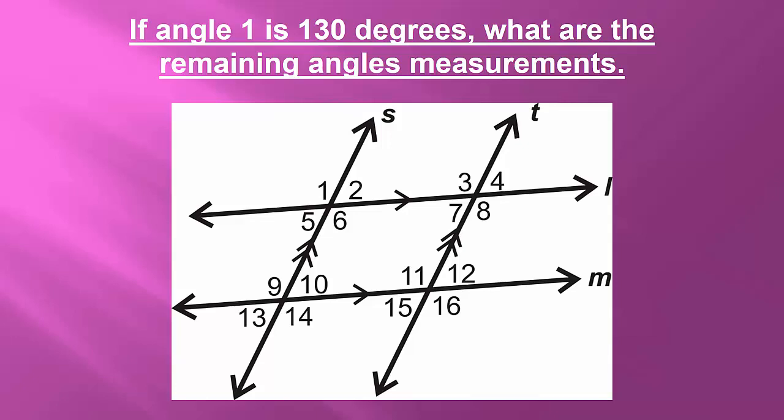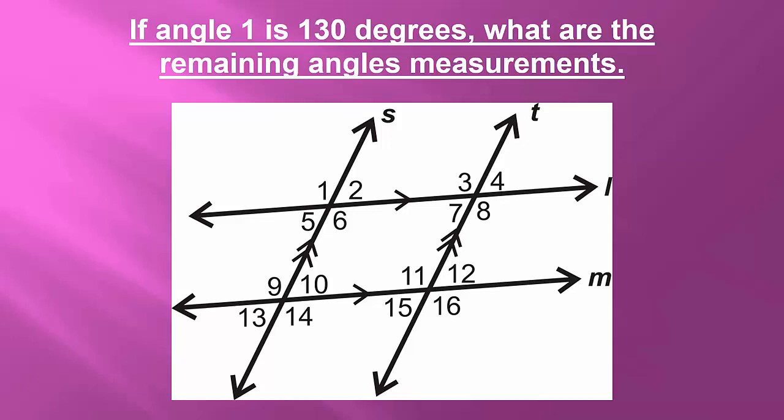We could look at 2 and 13. 2 and 13, you should have guessed, are alternate exterior angles. They are outside the parallel lines, and they are on opposite sides of the transversal S. So they would be alternate exterior angles.